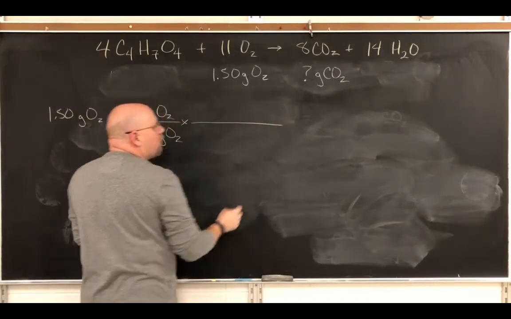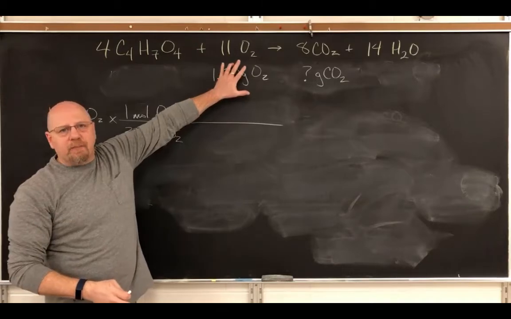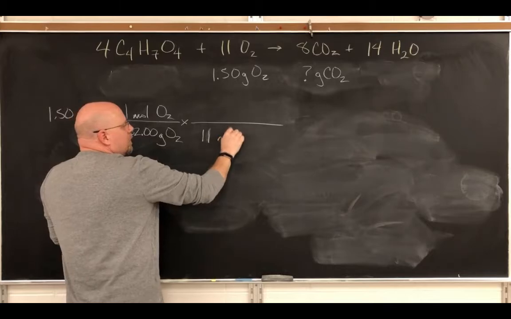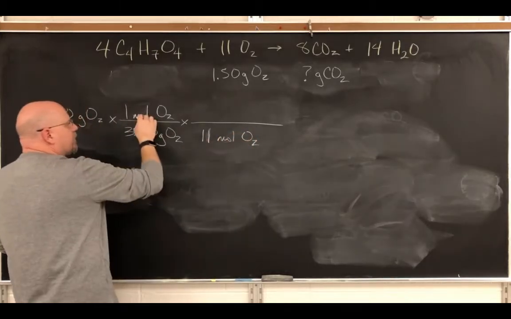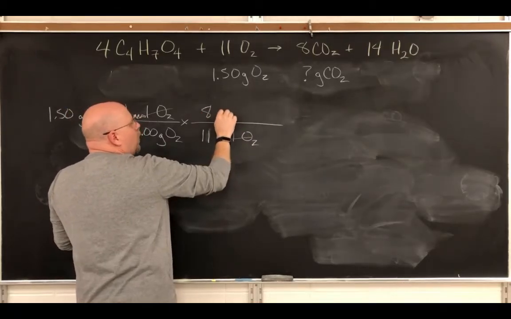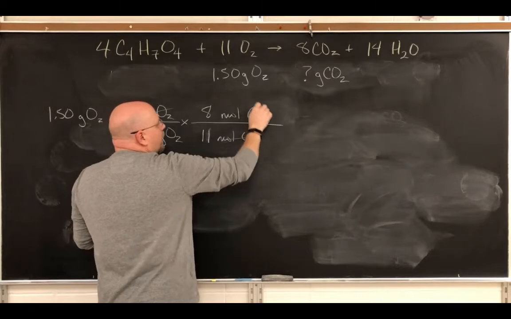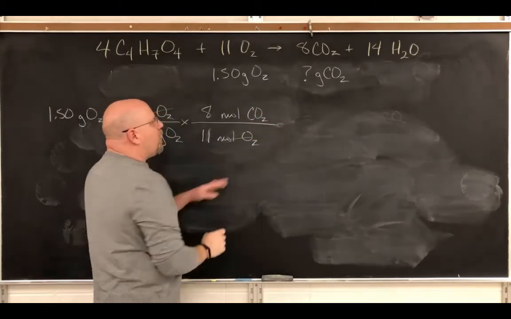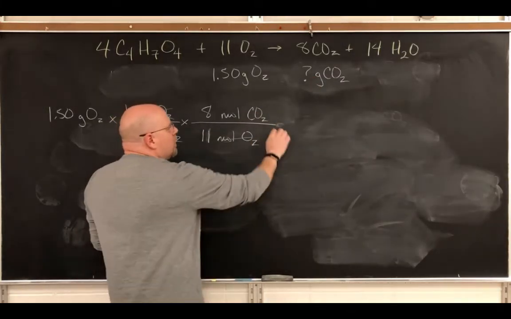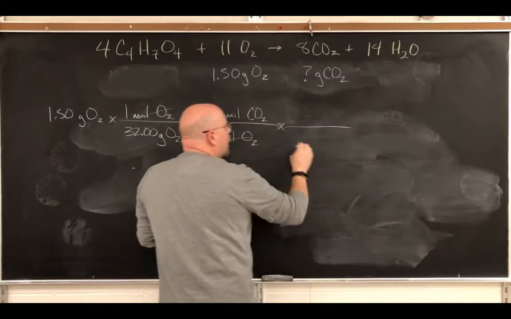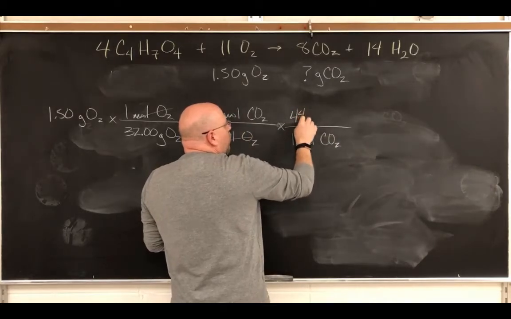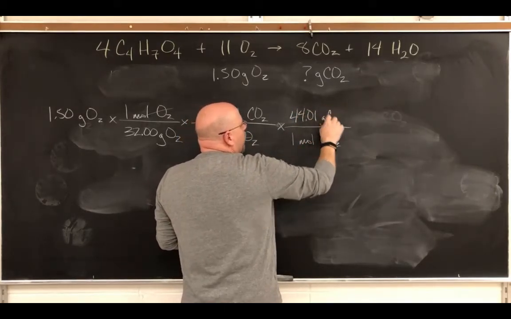Now we can set up and do our mole-to-mole conversion. Based on our balanced chemical equation, we see that we've got 11 moles of oxygen. That allows us to cancel out this unit, and that is equivalent to 8 moles of carbon dioxide gas. And because the question's asking for the mass of the carbon dioxide, and mass is always measured in grams for us, we're going to take it one more step, and we're going to say 1 mole of carbon dioxide is equivalent to 44.01 grams of carbon dioxide.